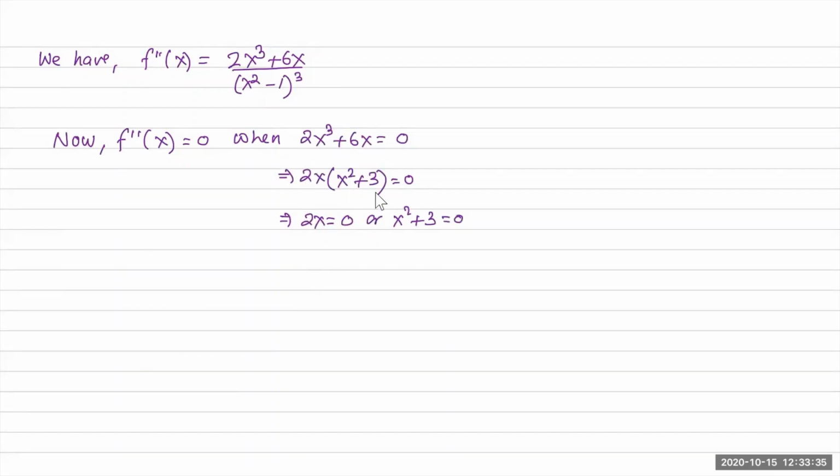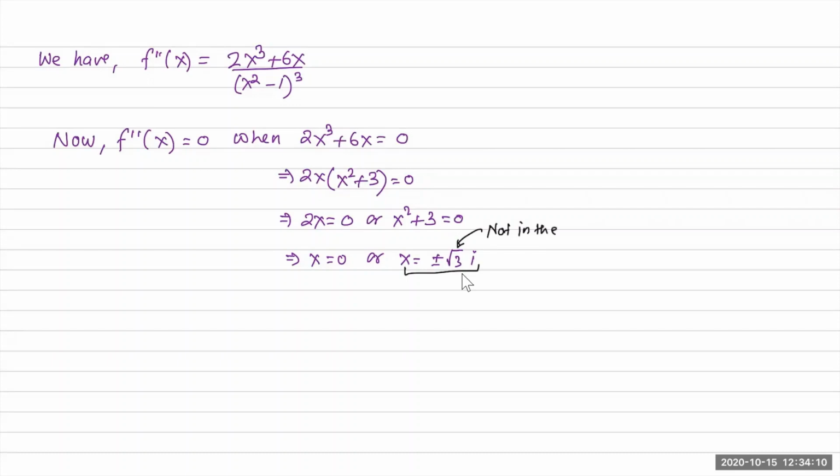When the product of two factors is equal to 0, then either the first one is 0 or the second one is 0. So from the first, x equal to 0. From the second, if you move 3 to the other side, it will be -3, and you take the square root. The square root of -3 will be 3i. It's not real. So x equal to plus or minus 3i is not in the domain.